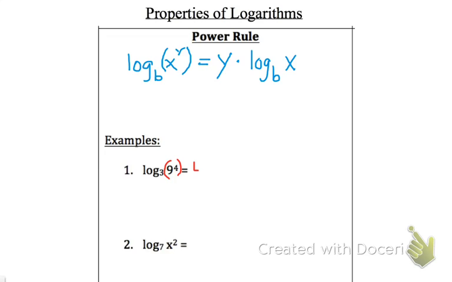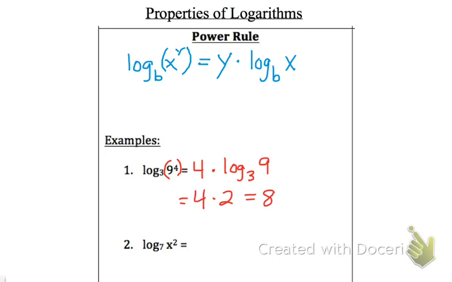So we can actually move the 4 as the exponent out to the front as a coefficient, and now we have 4 times log base 3 of 9. So the 4 is no longer the exponent, it's in the front, and we just are left with log base 3 of 9. We saw this in the last example.